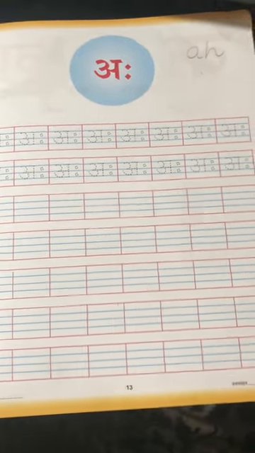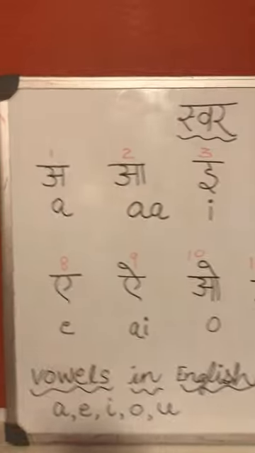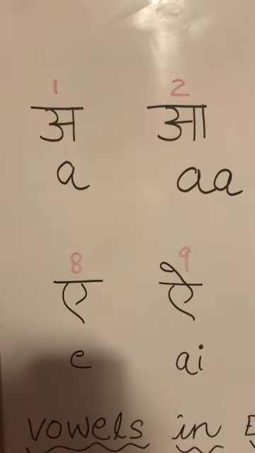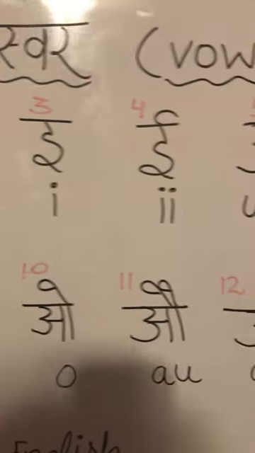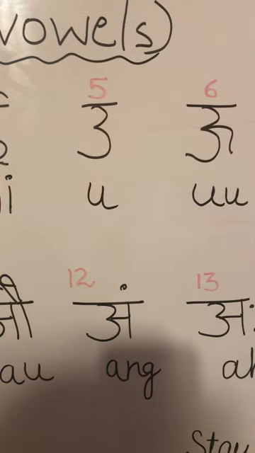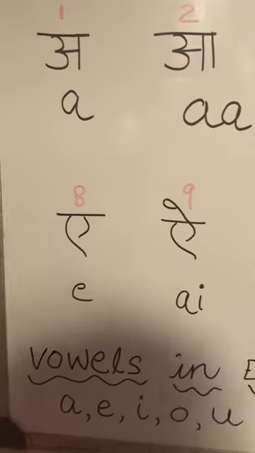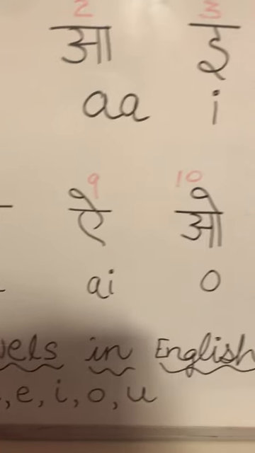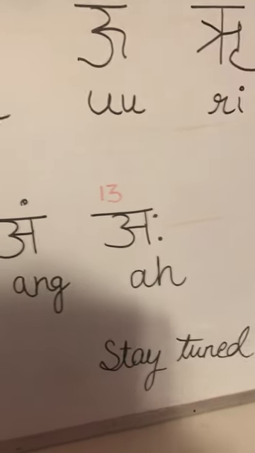Wonderful. You did good job. Do you want to come with me to my whiteboard? And let's do it again all together. Let's go. Here we go. So let's start here. A, a, e, I, o, au, ang, ah.